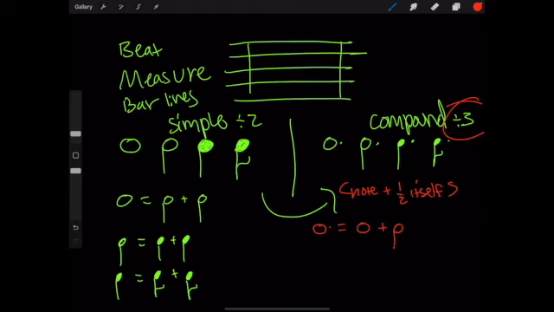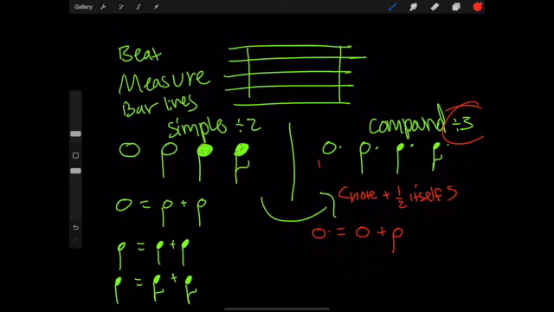right? And the whole note is counted as 1, 2, 3, 4. The half note is counted as 1, 2, 3. The half note is counted as 1, 2. The quarter as 1. And the eighth note here is counted as either 1 or and, depending on where it lands.